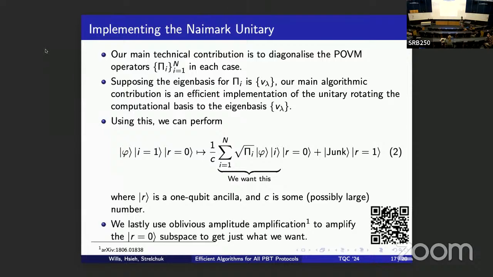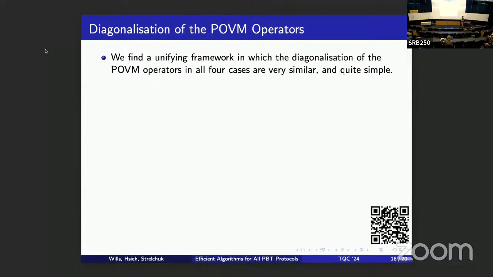And then what saves us is that we have oblivious amplitude amplification protocols that we can use to boost the R equals 0 subspace and get just exactly what we want left over. This is a reference to the QSVT paper. As far as the diagonalization goes, what's quite nice is that it turns out there is one framework within which you can diagonalize all 4 cases. So all of the POVM operators for all 4 cases.